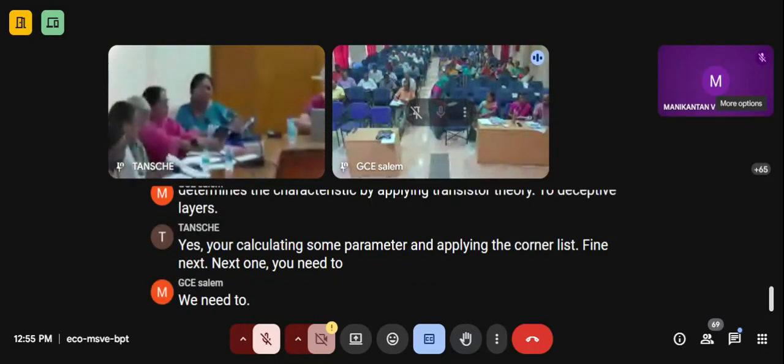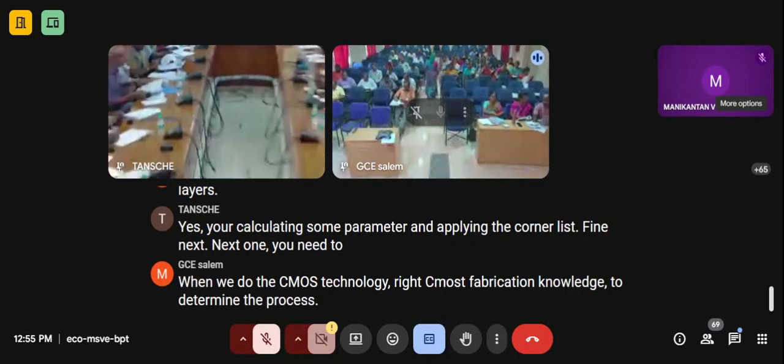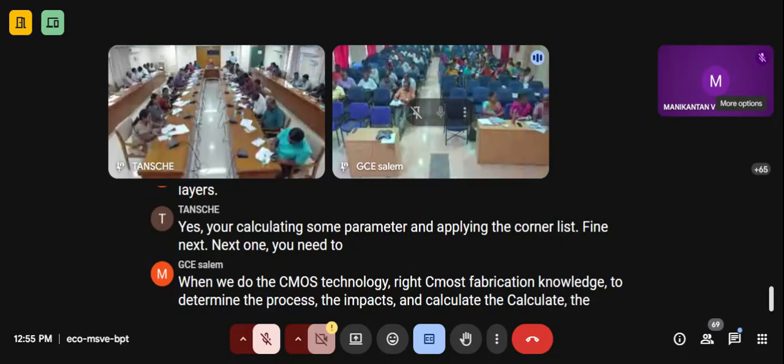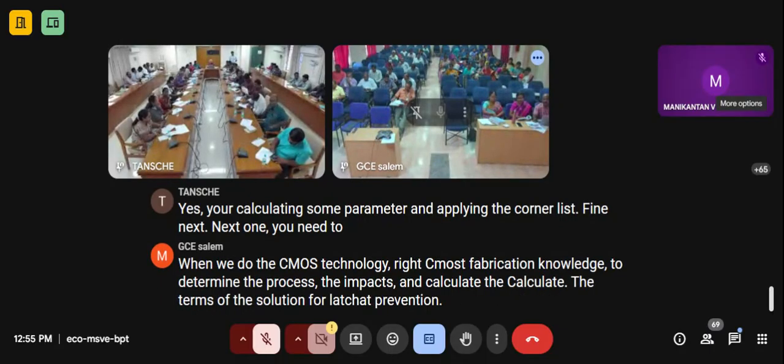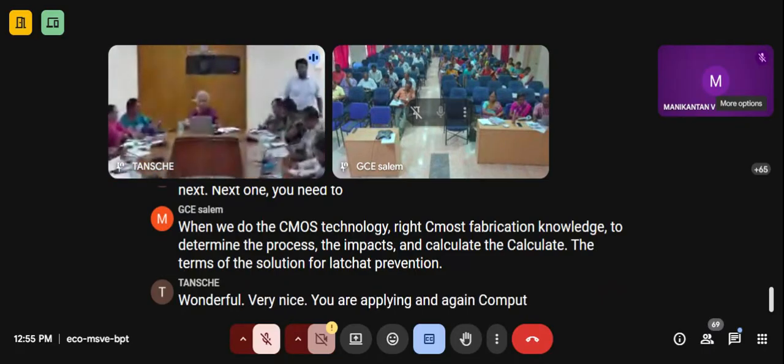Unit 2 is the CMOS technology, madam. For that, apply CMOS fabrication knowledge to determine the process and the impacts, and calculate and find the solution for latch prevention. Wonderful. Very nice. You are applying and again computing some parameters.